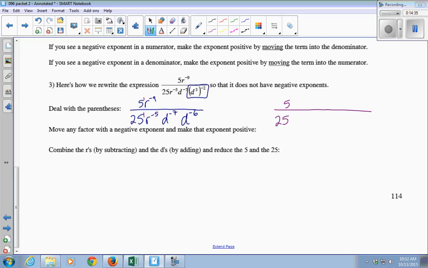My r to the negative 9, right? That's a crying baby. Move it down. It's got to go down for a nap. So you put the r to the 9th, r to the positive 9 in the bottom. Now the baby's happy, exponent's positive. All right, and then all these negative exponents in the denominator can get moved up to the numerator, making the exponents positive. So I have r to the 5th, d to the 7th, and d to the 6th.